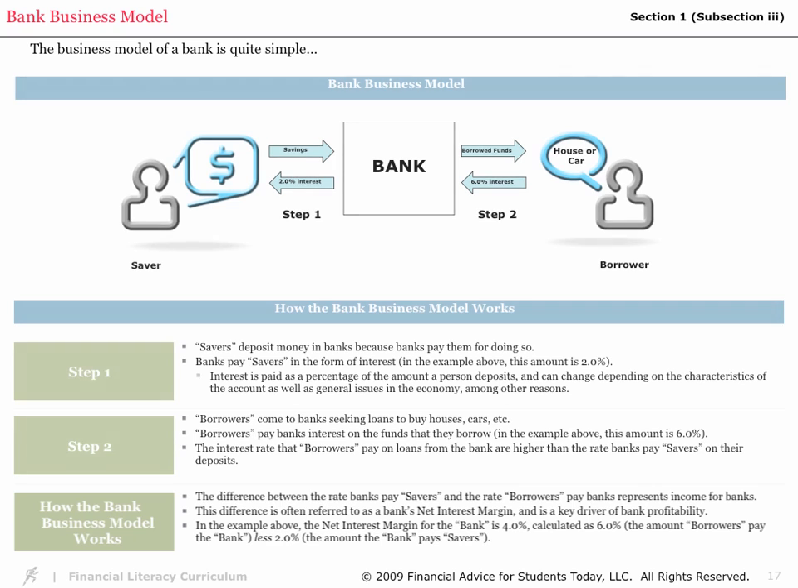As an interactive example, choose one student to represent a bank, another to represent a borrower, and the rest of the class to represent savers. Make up figures for the rate banks pay to savers and charge borrowers, and try to get the students to arrive at the implied net interest margin.